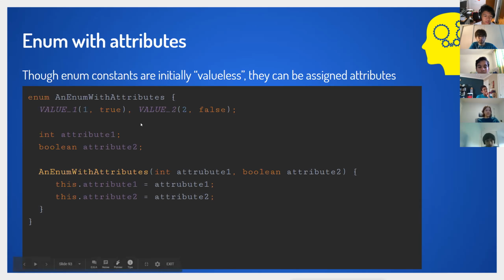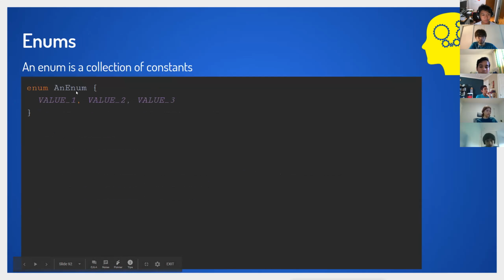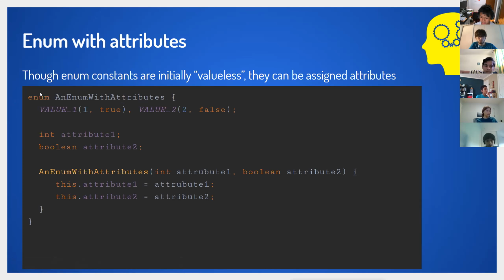But let's just break this down really quickly, okay? So just like our enum before, on the top we have our keyword enum to tell Java that this is an enum, then our name, which is enum with attributes, and curly brackets. We define our values, value underscore 1 and value underscore 2, but this time we also have parentheses where it looks like we're passing in parameters. It looks like we're calling a method, right? Or we're actually calling a constructor.